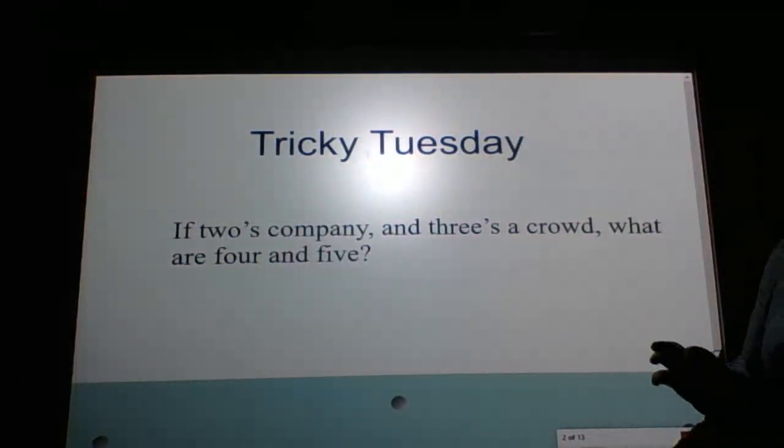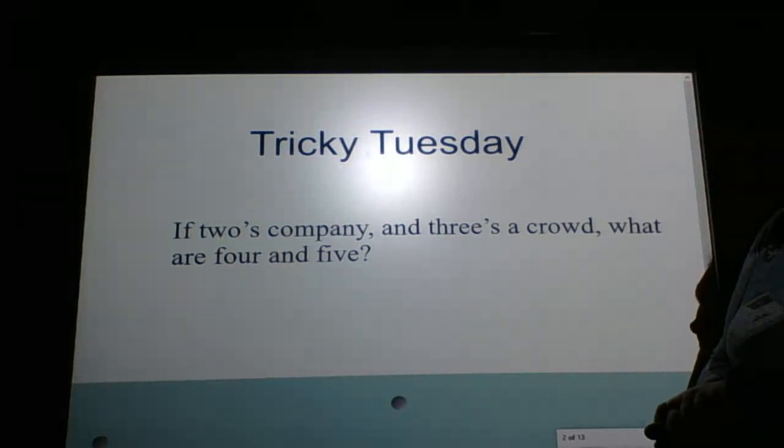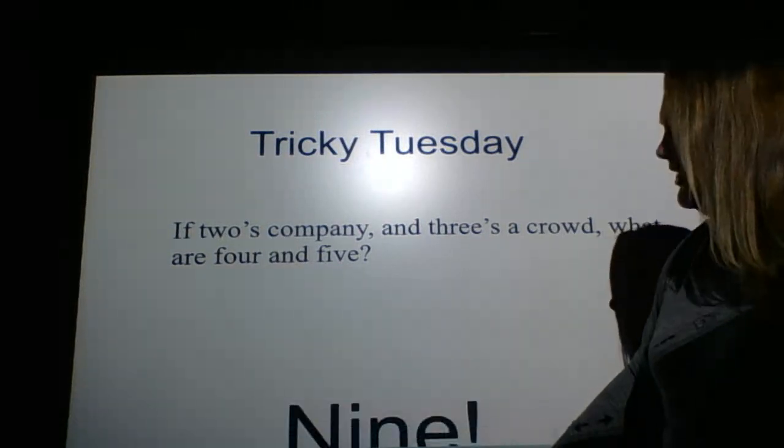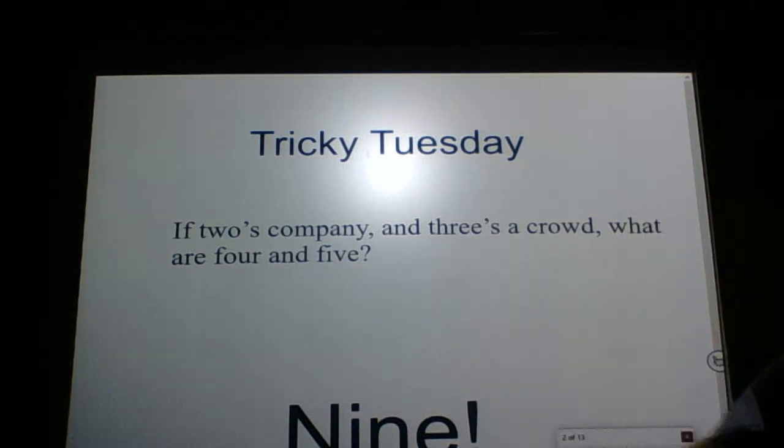It is Tricky Tuesday, so here's your riddle coming at you. If 2's company and 3's a crowd, what are 4 and 5? Think about it. They're 9. Get it? All right, friends, let's move on.